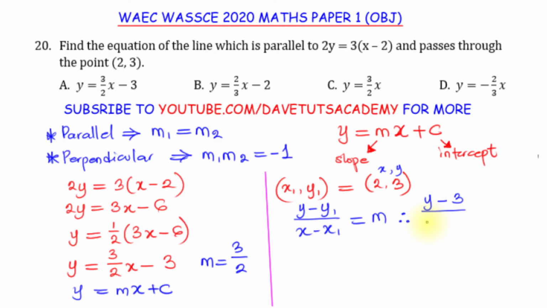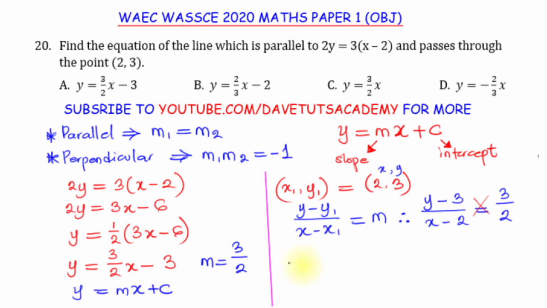Okay, over x minus the value of x1, that is 2, is equal to the slope that we got, which is 3 over 2. So all we need to do is express this particular equation linearly by cross multiplying, so that we can get our options out of all these that we are given.